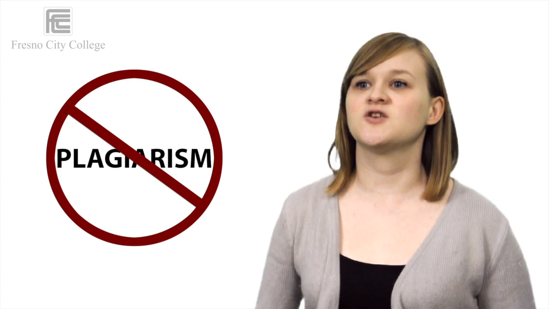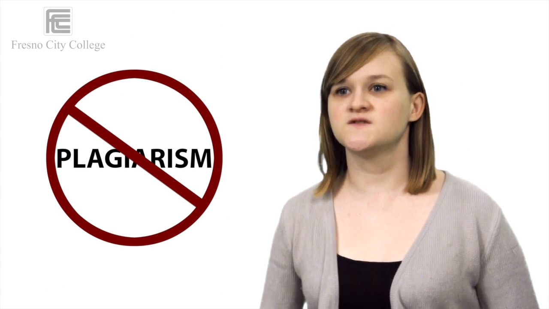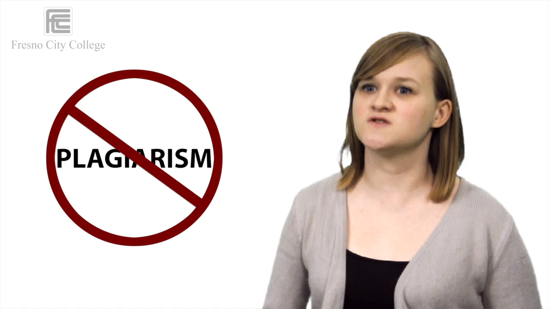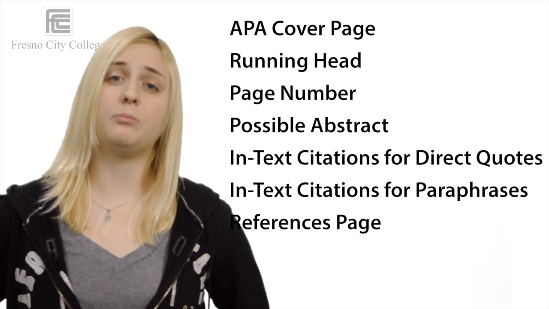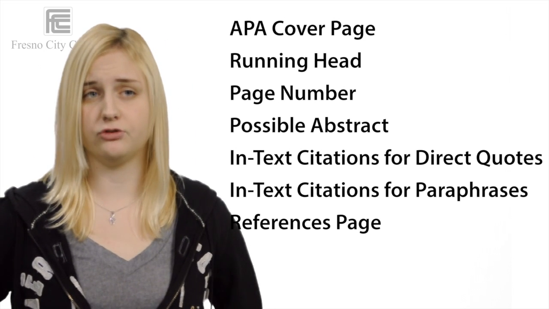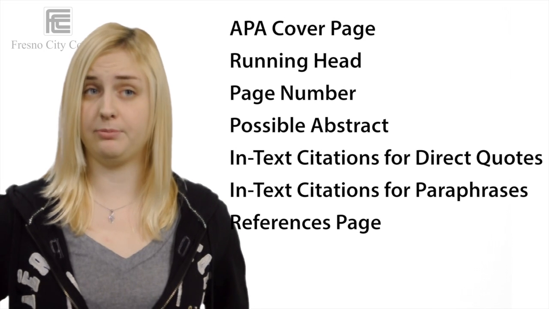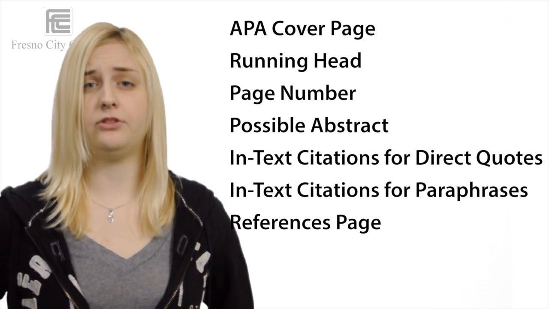APA is used in social sciences as a way of helping writers, like yourself, to stay away from plagiarism by giving credit to outside sources. It also allows the readers of your essay to make connections to sources you use in your essay. Ultimately, this helps to continue the world of academics. That's true. APA is quite technical, so let's list the very basics. There is the APA cover page, running head, page number, possible abstract, in-text citations for direct quotations, in-text citations for paraphrases, and last but not least, the references page. That's a lot of information.